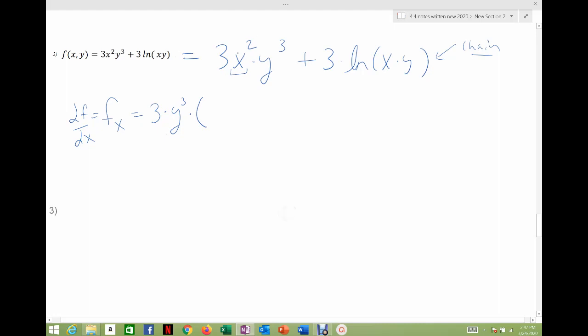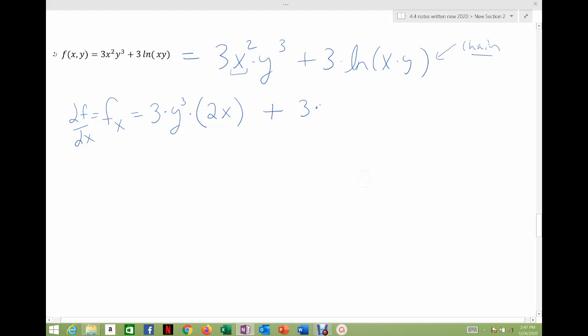The function part is the y squared, or sorry, the x squared. I take the derivative of x squared, which gives me 2x to the first. So there's the first term, derivative with respect to x. Now the second term with the log, where I will have to use the chain rule. 3 is a constant multiplier, it comes along, so 3 times.